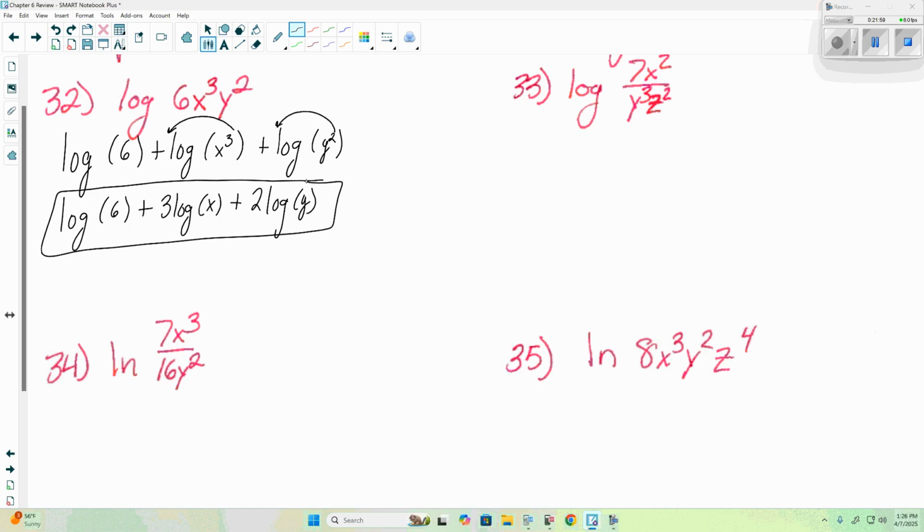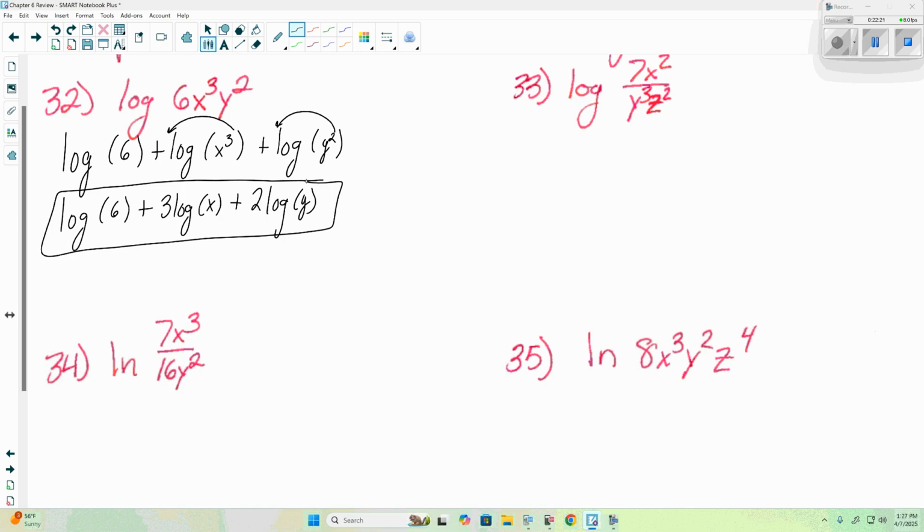Questions on this here? Okay, let's look at 33. Log of 7x squared over y cubed z squared.